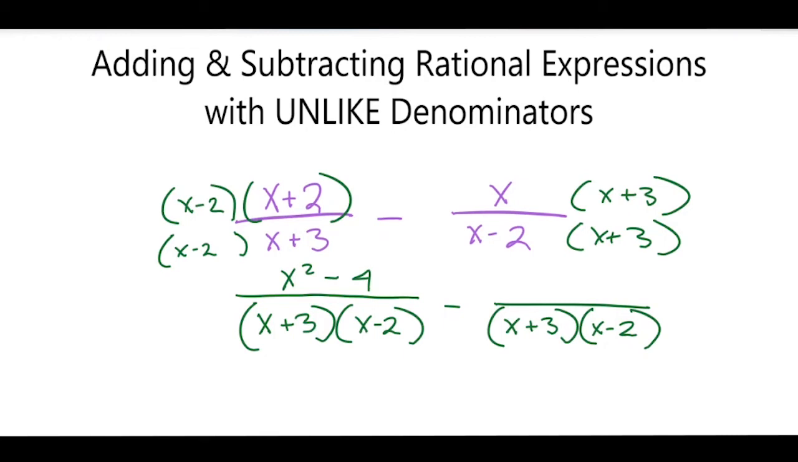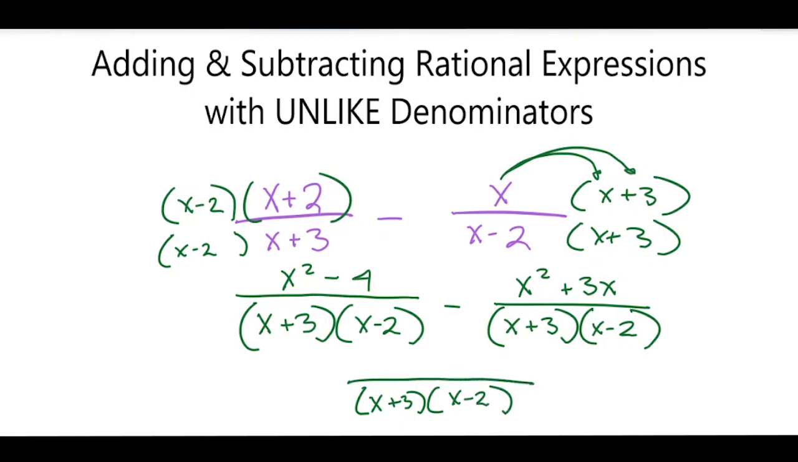And for my second one, I'm going to just do distributive property with that x, and I'm left with x squared plus 3x. Now I can leave my denominator the same as x plus 3 times x minus 2, and now I'm going to combine my two fractions.